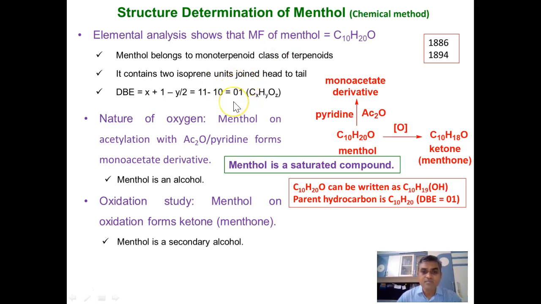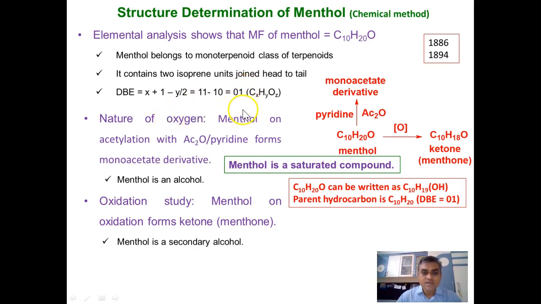It means that menthol may be a monocyclic molecule or it may contain 1 double bond. So in subsequent investigations, we have to address this. We have to find out the nature of this unsaturation, that is, the degree of unsaturation or double bond equivalent.